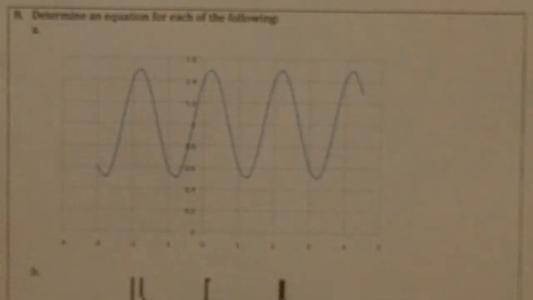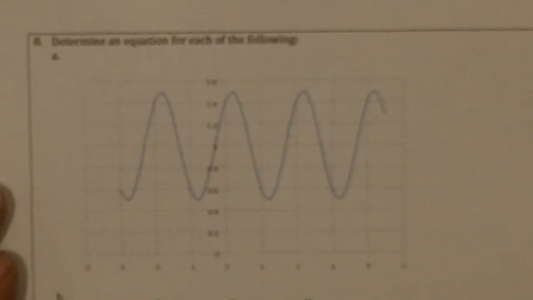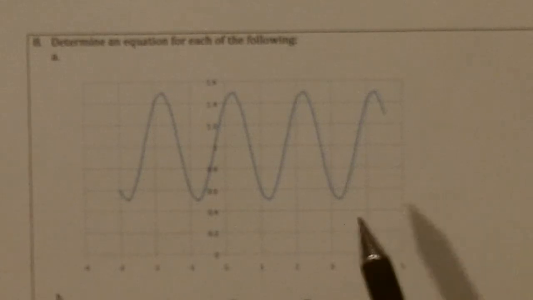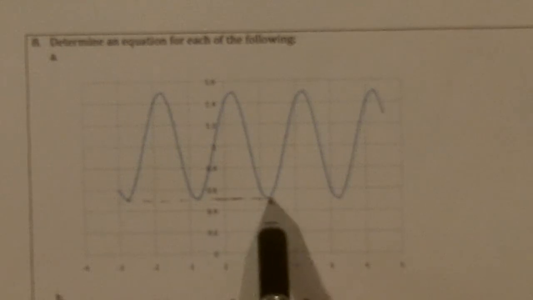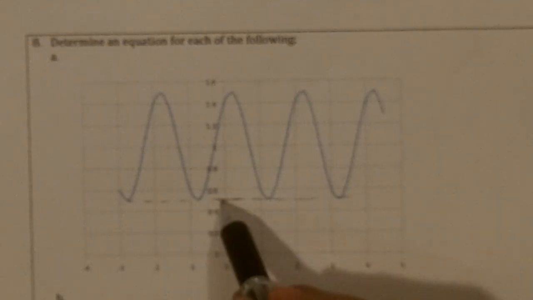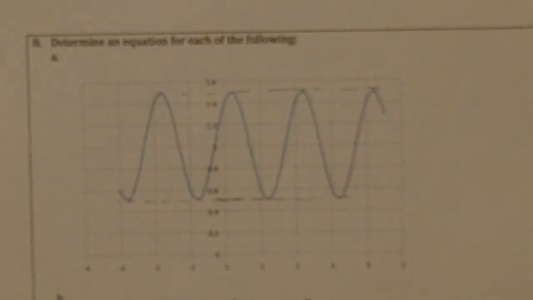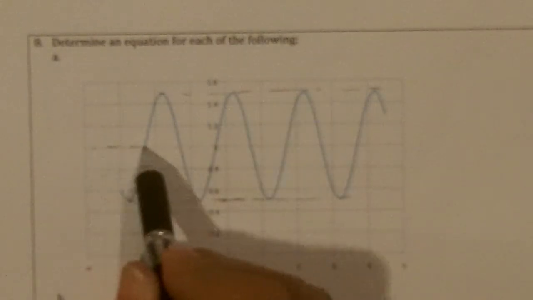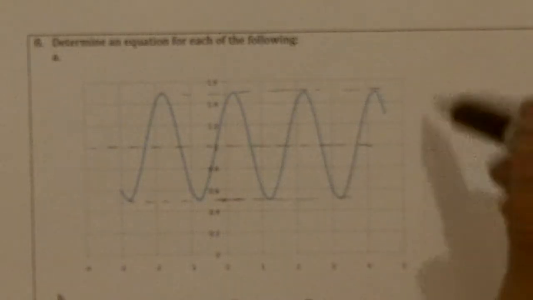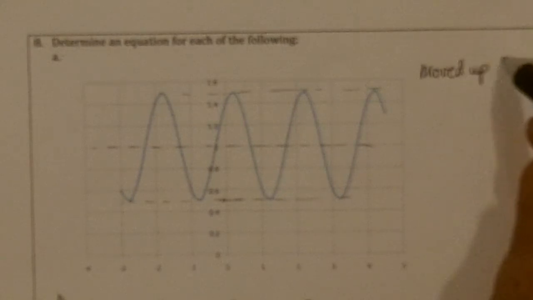Okay, that's page 2. Now let's look at page 3. Now it says, write the equation for what's already graphed. Well, let's see. First thing I want to know is what's the lowest place. That looks like it's 0.5. Highest place is 1.5. So the center line must be halfway between 0.5 and 1.5, which is 1. So I know this curve has been moved up 1.